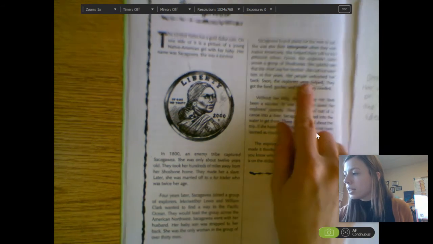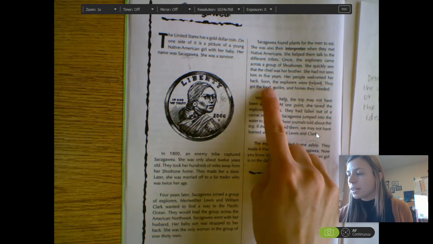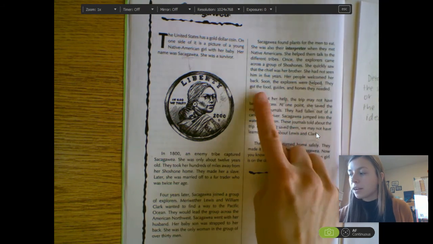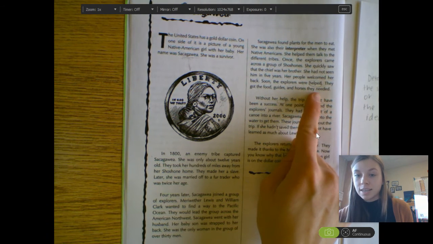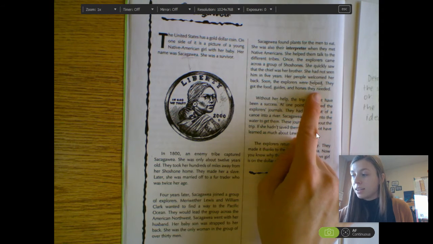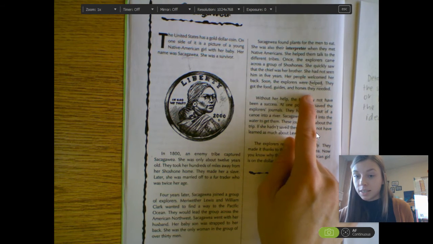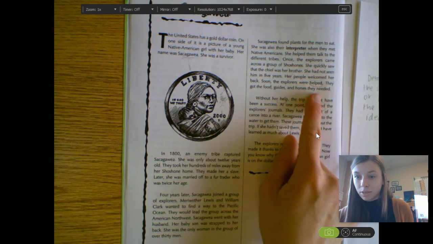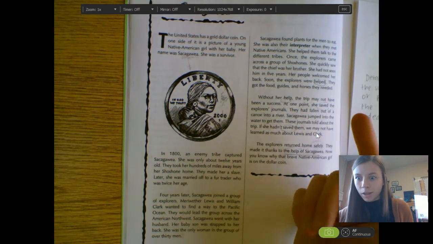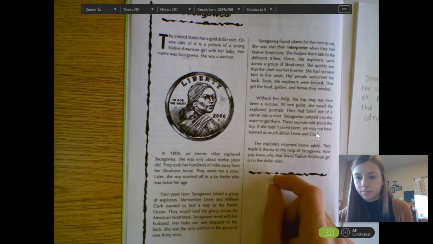What about right over here where it said her brother welcomed her back? Soon the explorers were helped. They got the food and guides and horses they needed. Could that be a good supporting detail? Absolutely. Sacagawea helped get food, guides, and horses for the explorers because she knew the chief. The chief was her brother, right? What else could be a good supporting detail?